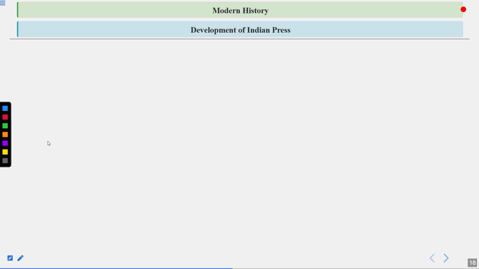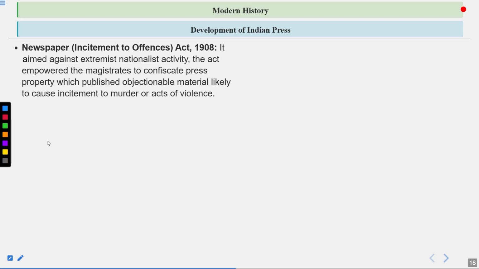Now let's read further. Newspaper Incitement to Offences Act, 1908. It was aimed against extremist, nationalist activity. The act empowered a magistrate to confiscate press property which published objectionable material likely to cause incitement to murder or acts of violence.